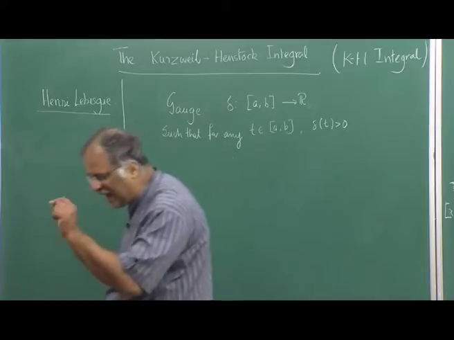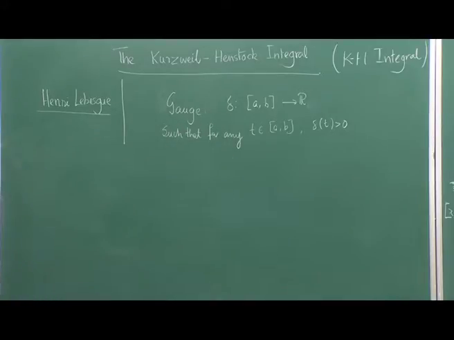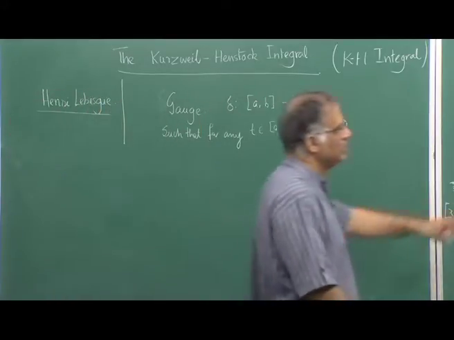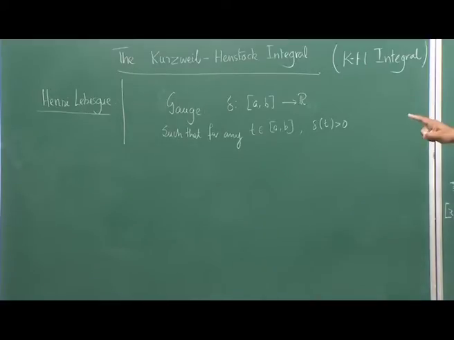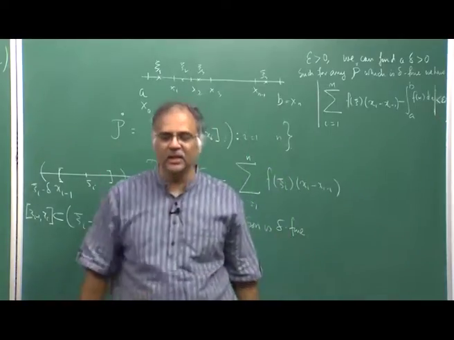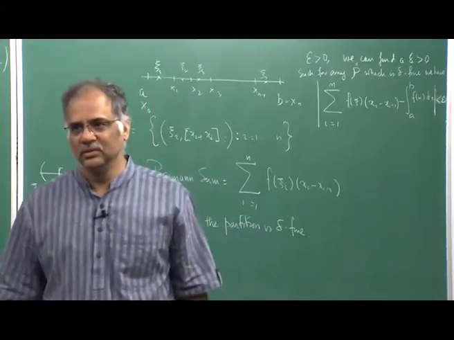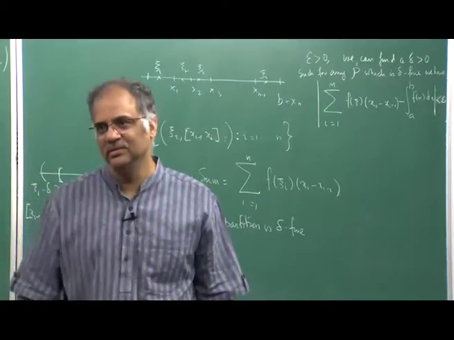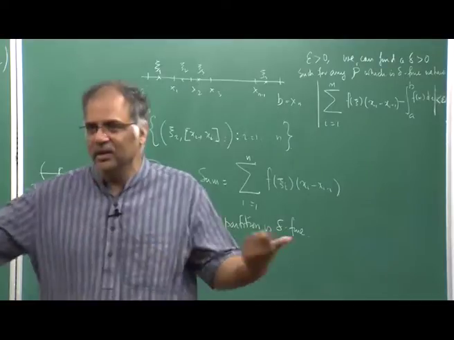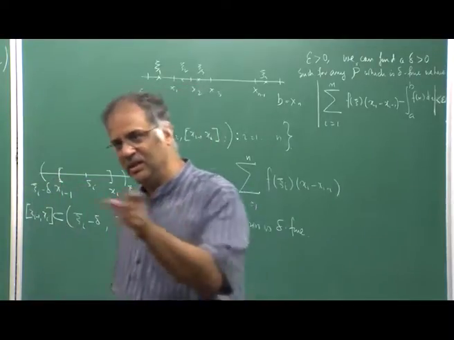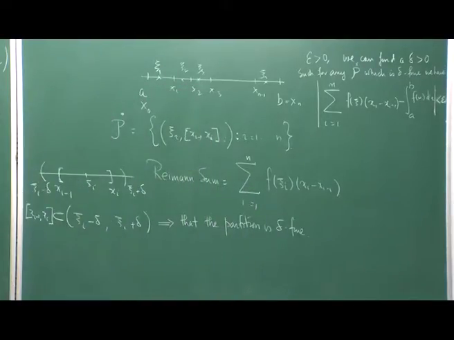So for each tag point now I will have a separate delta. Here what is the meaning of delta fine? A single delta should work for all. Here I am saying okay I do not need a single delta to work for everything. I will need just a gauge, and for everything it will change. So, just a little bit of thought process.